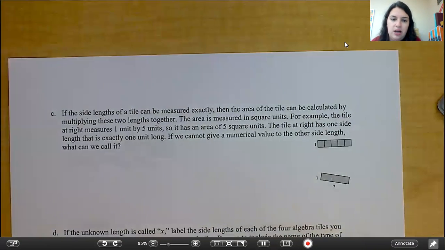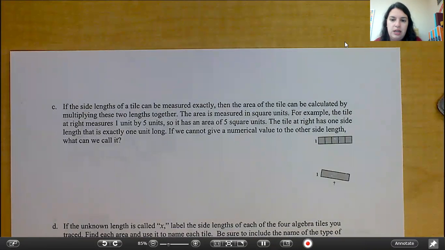If the side lengths of a tile can be measured exactly, then the area of the tile can be calculated by multiplying these two lengths together. The area is measured in square units. For example, the tile at right measures 1 unit by 5 units, so it has an area of 5 square units. The tile at right has one side length that is exactly 1 unit long. If we cannot give a numerical value of the other side length, what can we call it? So pause the video and try and figure out what you could call it.